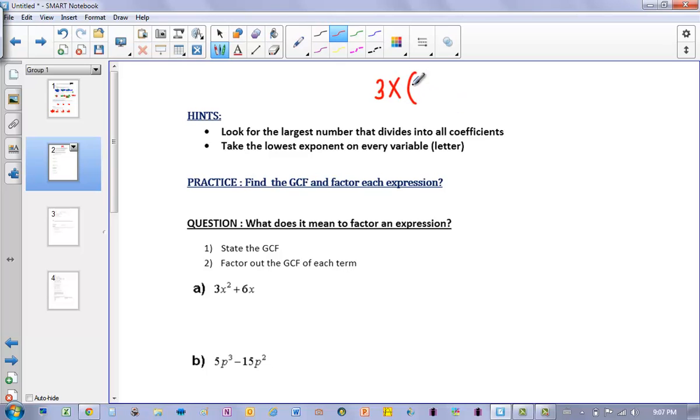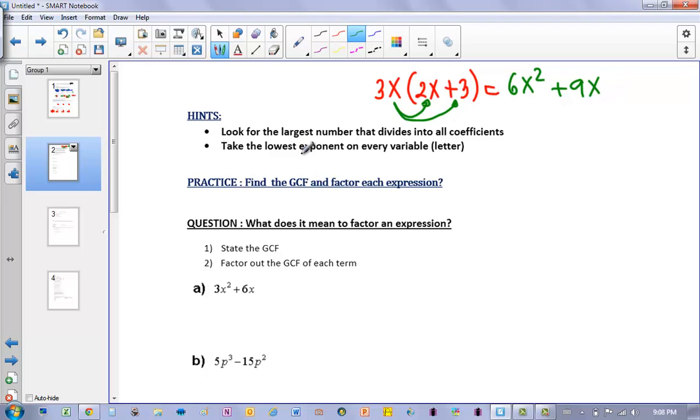And I want you to remember, when we had the distributive property of multiplication, we had something like this. If I had 3x multiplied with 2x plus 3, we learned in distributive property that what's outside the bracket gets multiplied with every term inside the bracket. So 3x times 2x gives us 6x squared, and 3x times 3 gives us 9x. That was the distributive property of multiplication.